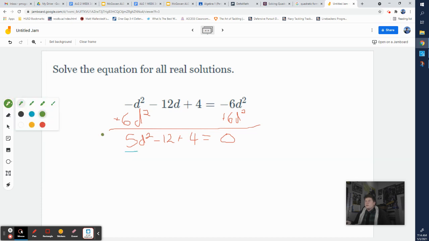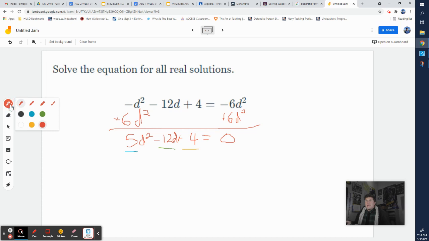Now that I have this equal to 0, I could start looking at what our a value is, what our b value is, and what our c value is. And it looks like I forgot my variable there. Whoops. There we go. And now that I have this, I can plug it into my quadratic formula.